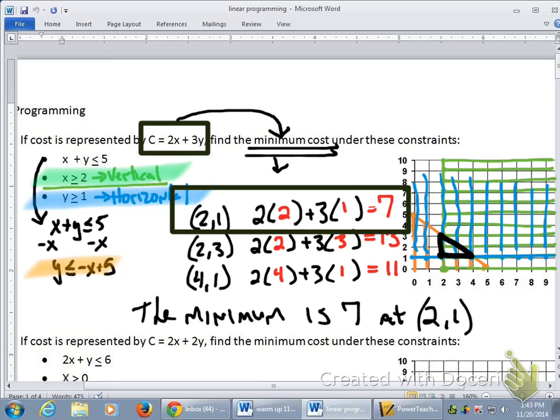Now, if this were a word problem, like some we've done in the past, then that 2 would represent something, and the 1 would represent something. For example, maybe that's 2 toy cars and 1 toy truck. That's from the example we did the other day.